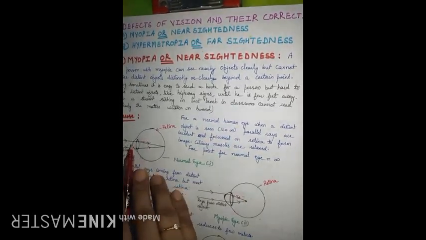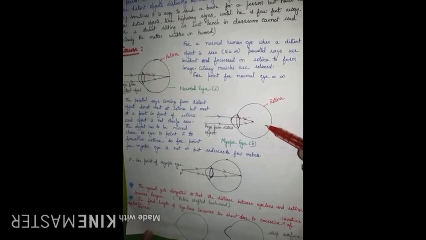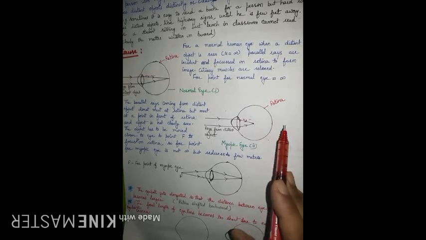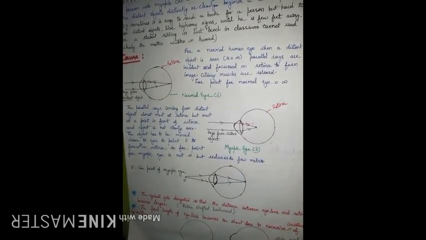What is the cause of myopia? The cause of myopia is that the rays after refraction are not going to meet at the retina. They are going to meet at a point in front of the retina. This can be due to elongation of the eyeball such that the retina is shifting in the backward direction and the gap between the retina and lens is going to increase.